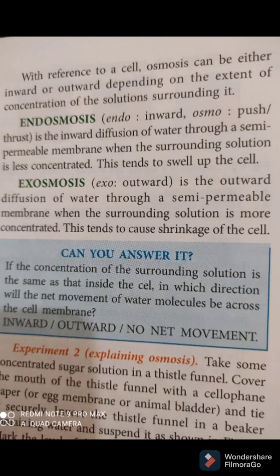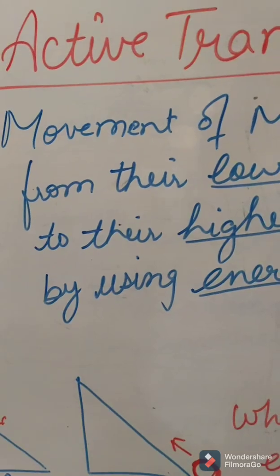If we take the same cell and put it into some sugar solution, a more concentrated solution, what will happen in that cell? Water from the cell will start moving outside as we are taking the cell in a concentrated solution. So when water molecules move outside the cell, it is known as exoosmosis, right?